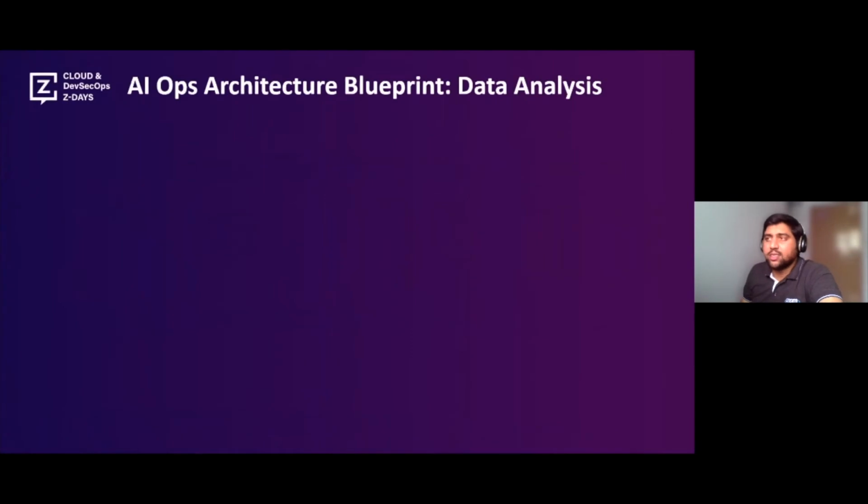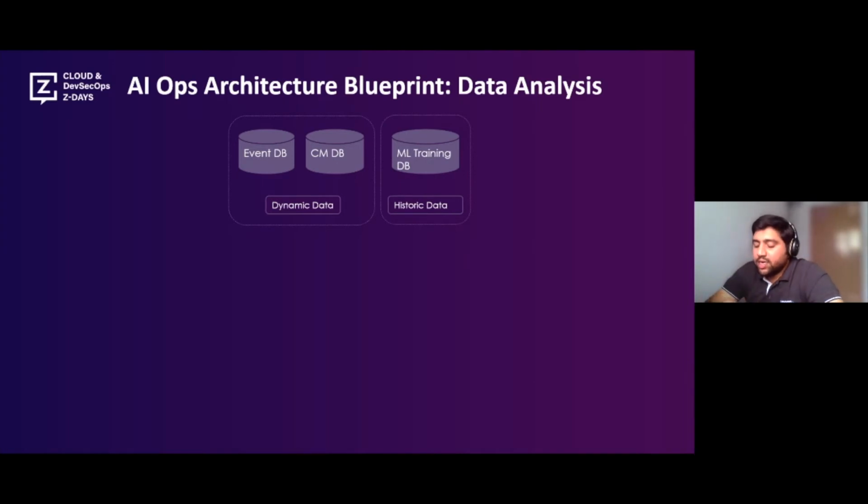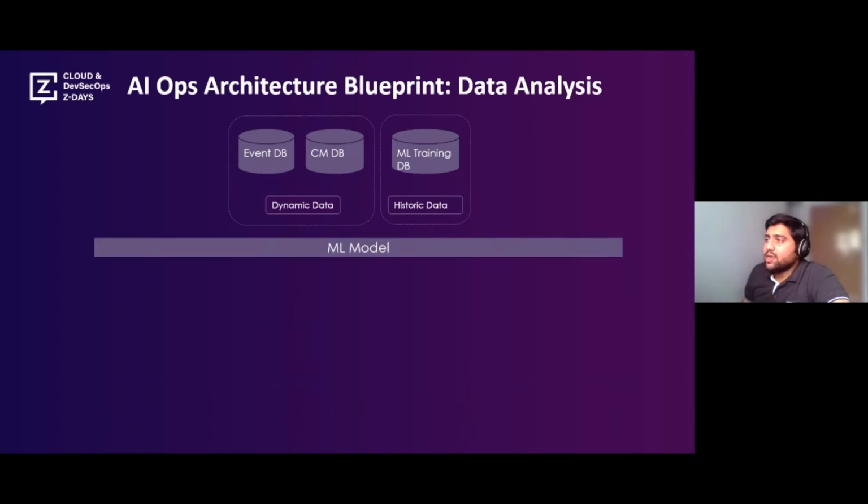In the data analysis layer, we have two kinds of data. One is the dynamic data, and the other is the historic data. Dynamic data is when an event occurs in a system and triggers the dynamic data. For general machine learning analysis and machine learning training, we have historic data. When the dynamic data is triggered, the ML model fetches it, and for either the dynamic data or the historic data, it applies certain machine learning algorithms.